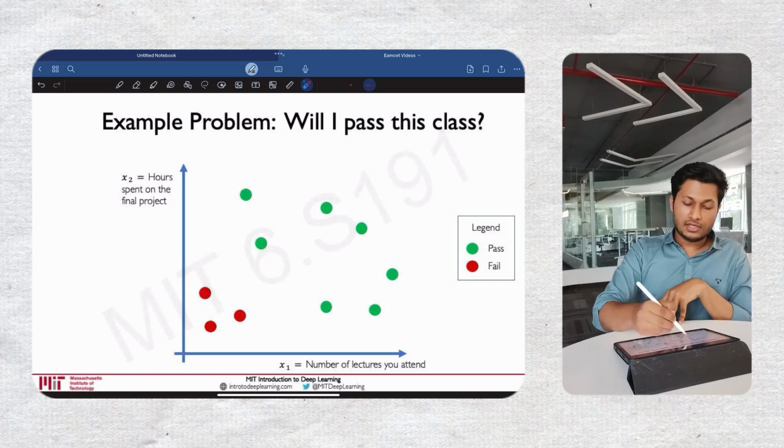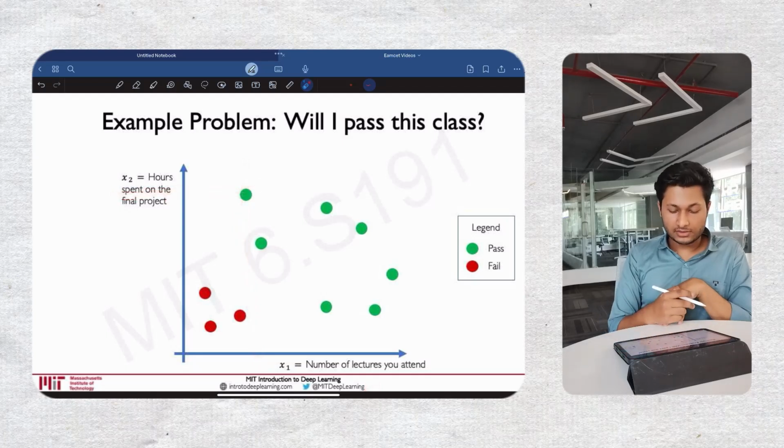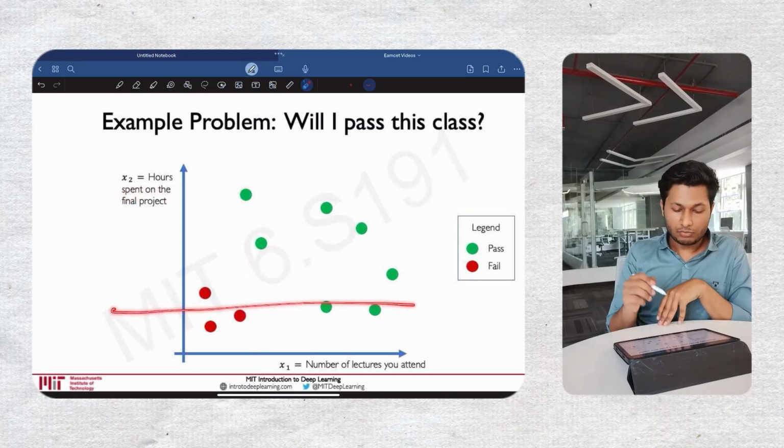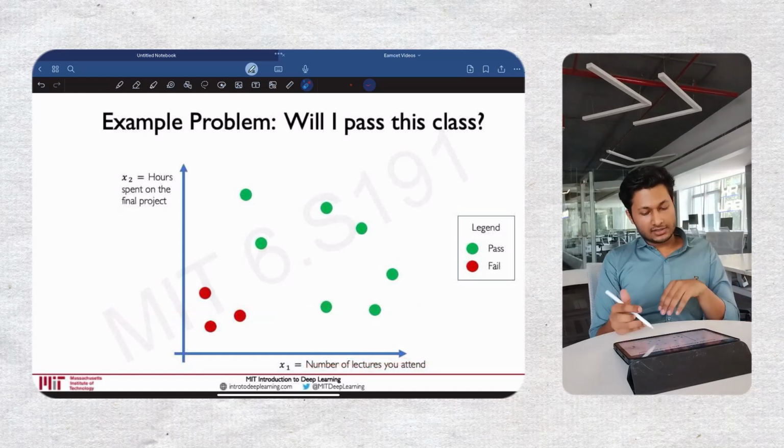There are a few exceptions: you have attended a smaller number of lectures but you have put a large number of hours into the final project, or you have put in fewer hours on the project but you have attended almost all the lectures. These are the exceptions.